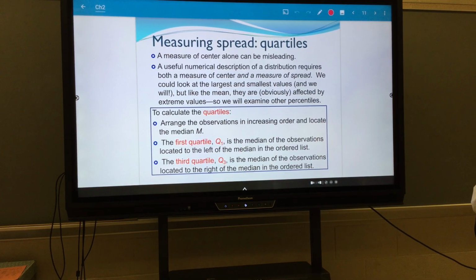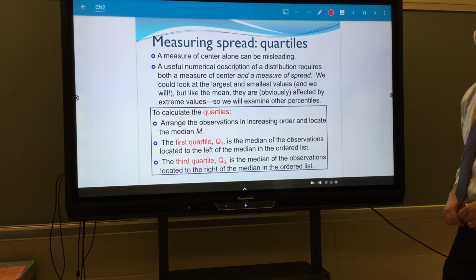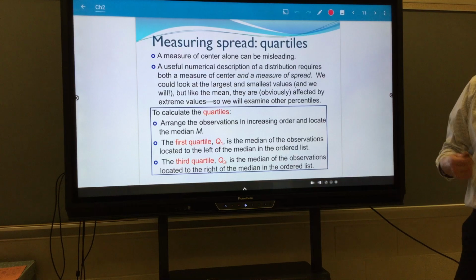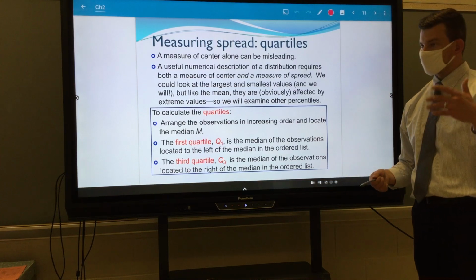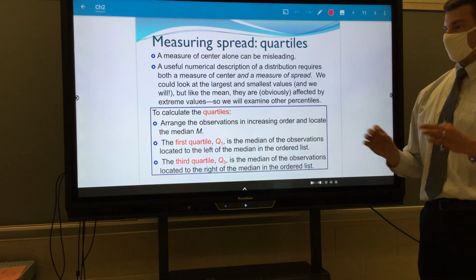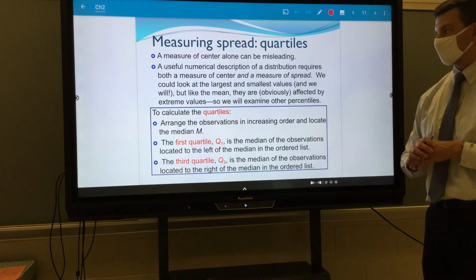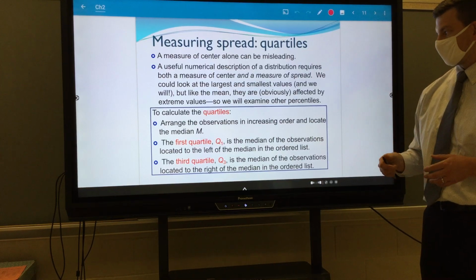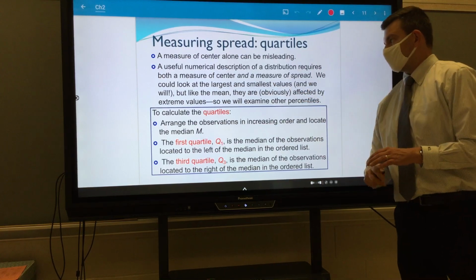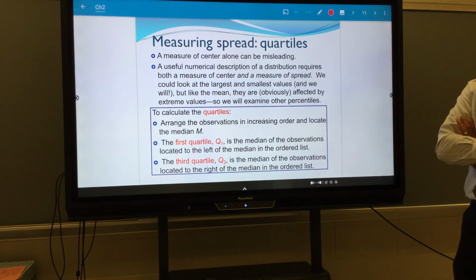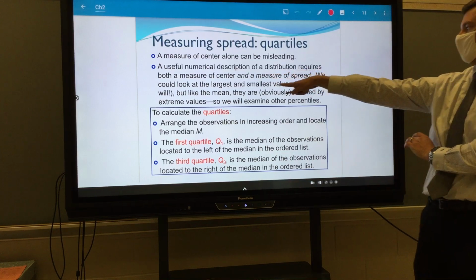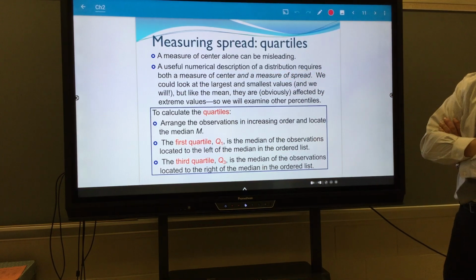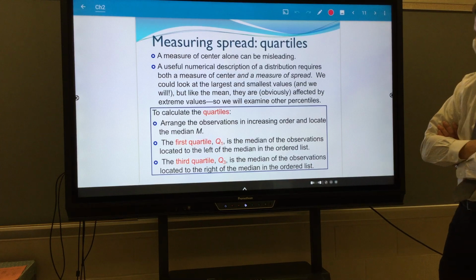Now, we talked about those quartiles. We said a measure of center alone can be misleading. We saw a couple warm-up problems where that's all we had presented to us. We'd like to know something about the spread. Okay. The quartiles give us a little bit of a picture about what that spread of the data set looks like.